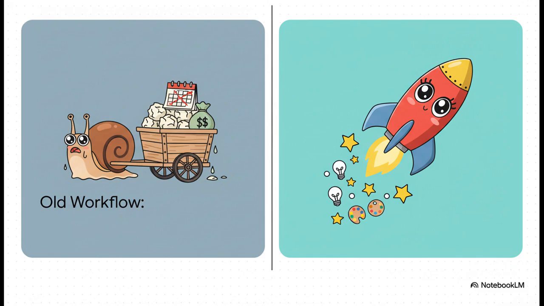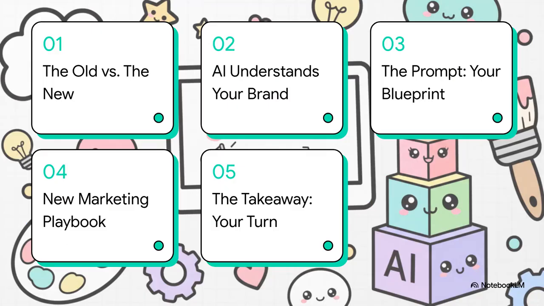It's a total transformation. So here's our game plan. We'll start by really digging into how this AI can understand your brand so well. Then, we're going to get super practical and look at the exact blueprint for commanding it, the prompt. After that, we'll explore some game-changing new marketing strategies this unlocks. And finally, we'll wrap up with what this all means for you.